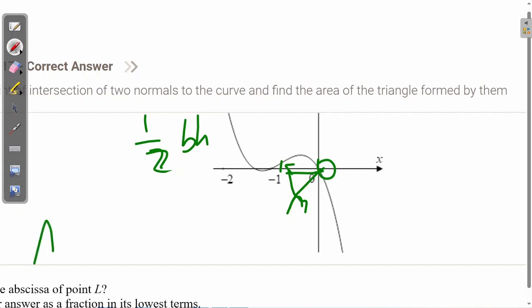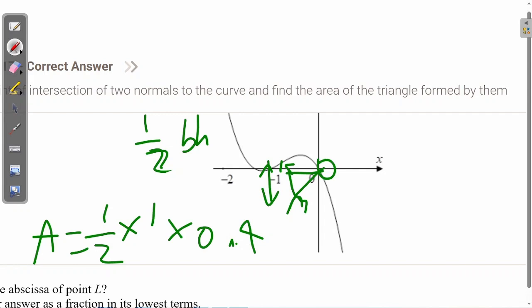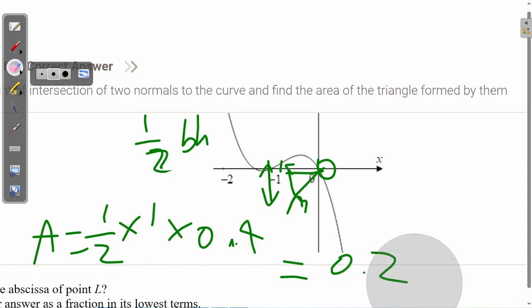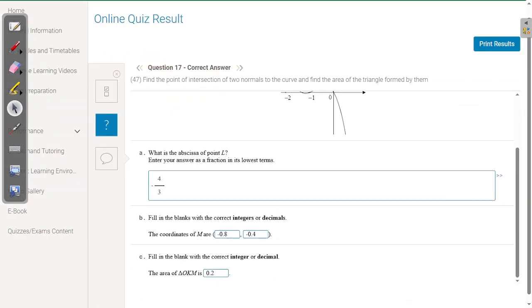So the area is going to be half the base from O to K. From O to K it's 1, because it goes from 0 to negative 1, so the distance is 1. And from OK to M, this distance is 0.4. You don't account for the negative because it's a distance. So you're going to get 0.2. That's it. I don't think this question is going to come in the exam, but I did it just in case.